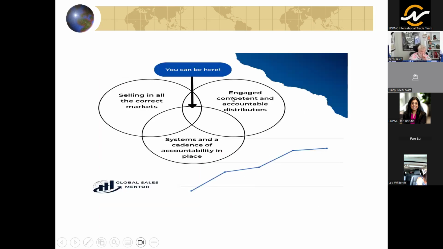So where we want you to be, picture a Venn diagram where we are selling in all the correct markets for your product. We have engaged, competent, and accountable distributors in every one of your markets. And we have systems and a cadence of accountability in your markets. Now, when you are there, you are basically at the best position you can be in terms of growth.